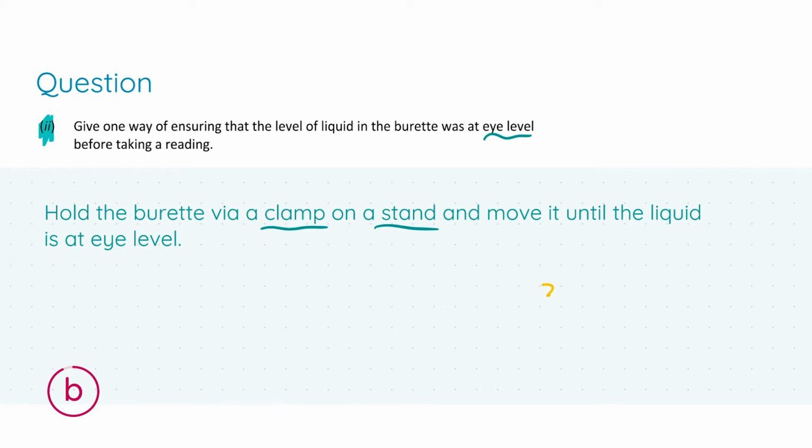There was a total of 3 marks going for it because this is just a nice one-liner question. In this case, the 3 marks are going straight up for including those buzzwords. As I was saying earlier, clamp, stand, bending down or crouching, or using a footstool to see the liquid in the burette at eye level. Any of those are perfectly acceptable.